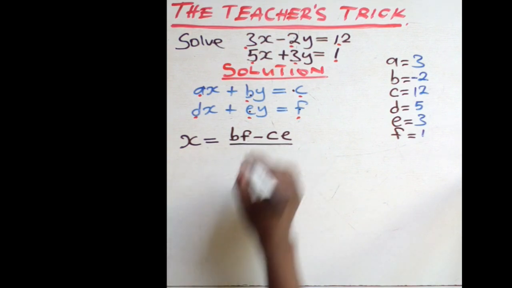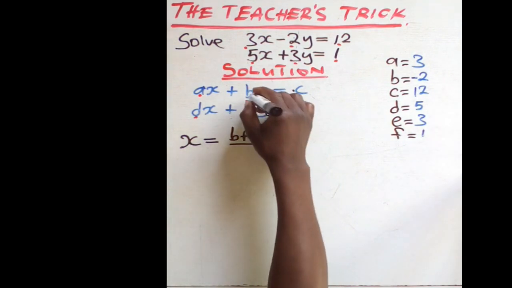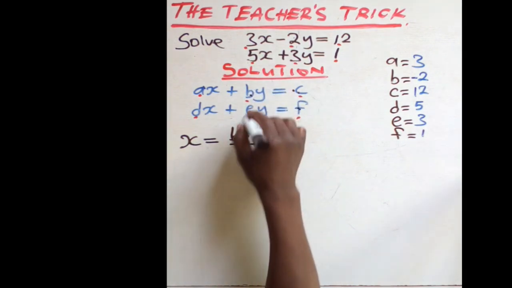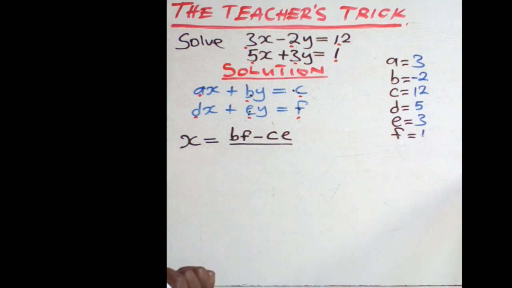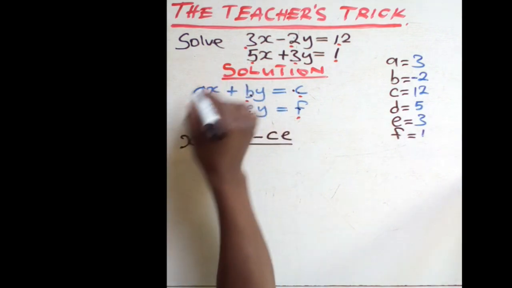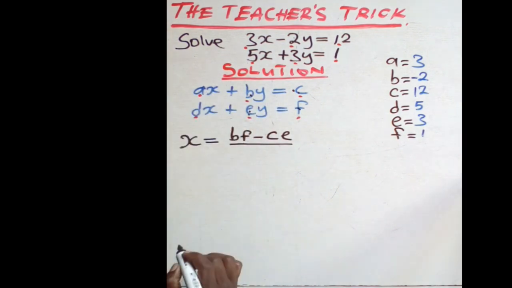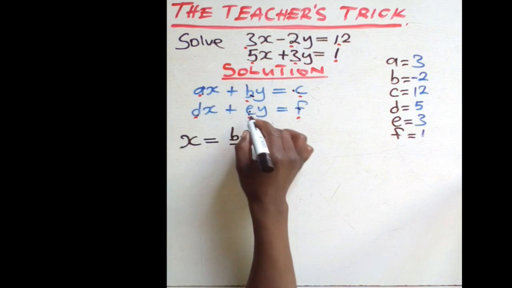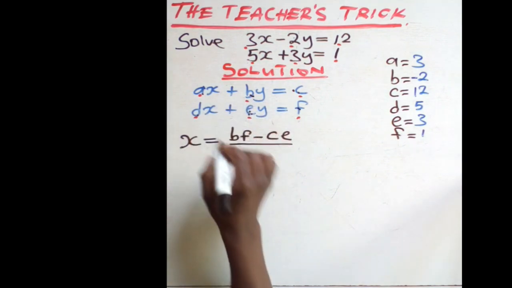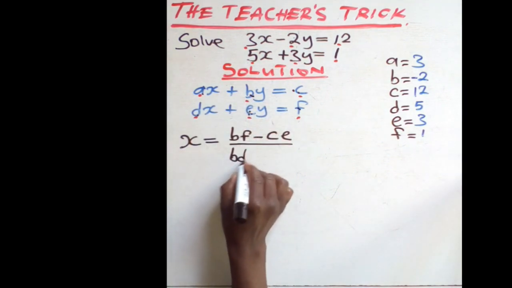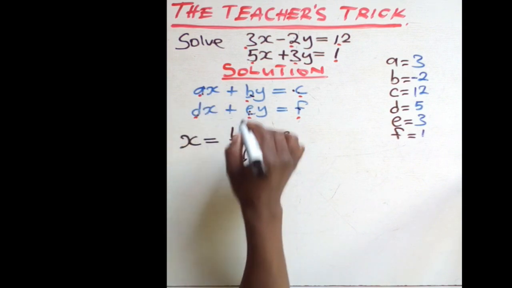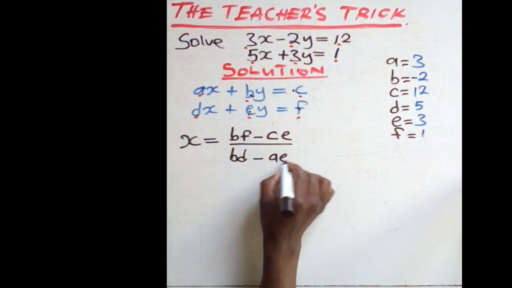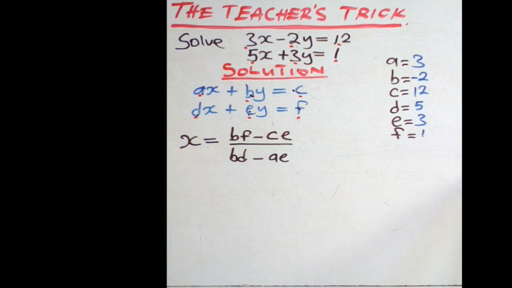What did we do? We more like cross multiplied bf minus ce to get the numerator. For the denominator, the cross multiplication happens here: bd minus ae. So bd minus ae. This stands out as the formula for x. Now we have to substitute.